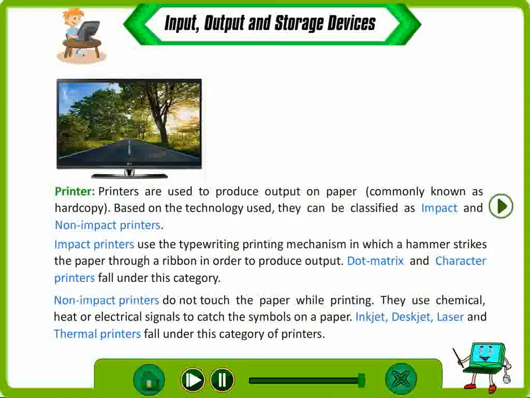Non-impact printers do not touch the paper while printing. They use chemical, heat or electrical signals to create the symbols on a paper. Inkjet, deskjet, laser and thermal printers fall under this category of printers.